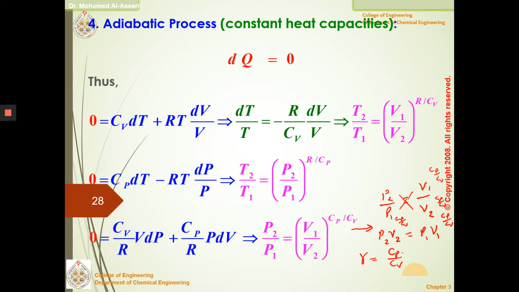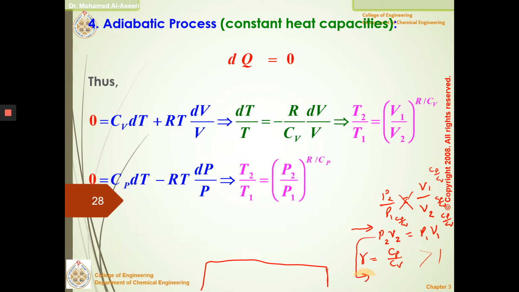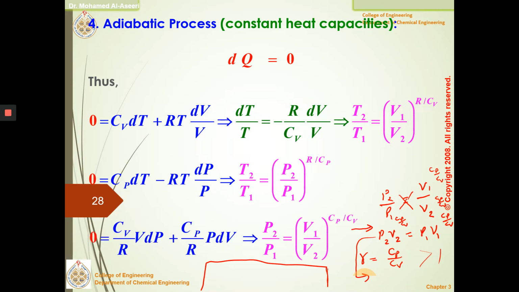The reason is that Cp is always higher than Cv. Keep in mind that Cp is equal to Cv plus R. In other words, Cp is always greater than Cv. So that's why for an ideal gas, gamma is always greater than 1. In conclusion, I can rewrite this equation as P2 V2 to the power gamma equals P1 V1 to the power gamma. What does it mean? It means any PV to the power gamma is equal to a constant.